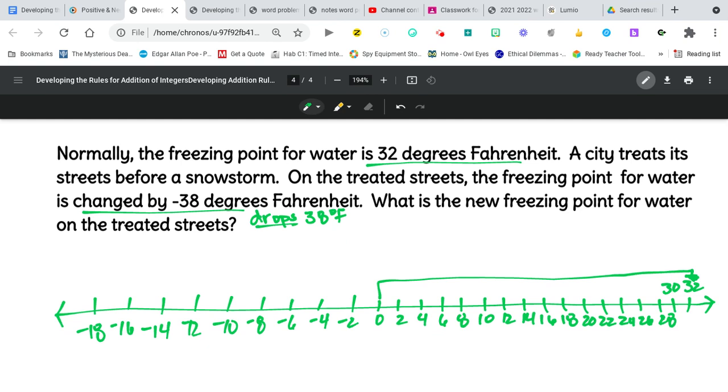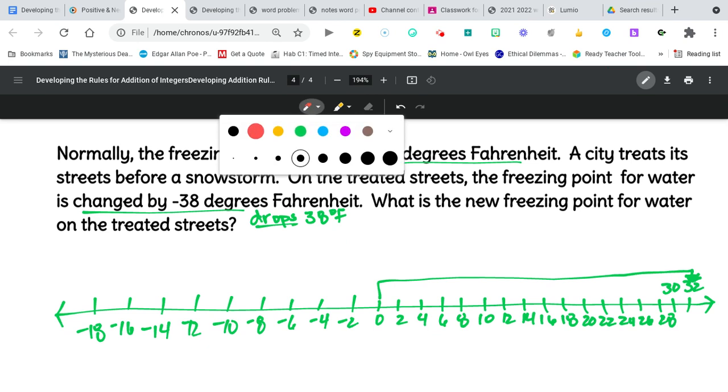So like if you have ice on the road, it occurs when it's 32 degrees Fahrenheit. The water that was on the road has frozen, or the dew or whatever. It's frozen. Now, a city treats its street before a snowstorm. So on the treated streets, the freezing point for water is changed by -38 degrees Fahrenheit. In other words, it drops 38 degrees Fahrenheit.